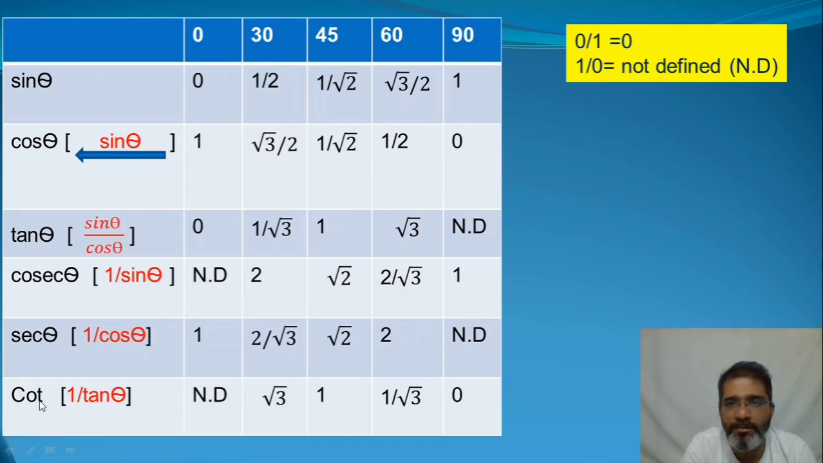Now for getting the values of cot, which is 1 upon tan, means inverse of tan. We already found the values of tan over here. Inverse of 0 is not defined. Inverse of 1 upon root 3 is root 3. Inverse of 1 is 1 again. Inverse of root 3 is 1 upon root 3, and inverse of not defined is 0. So for finding the values of all other trigonometric ratios apart from sine, we need to remember these patterns.